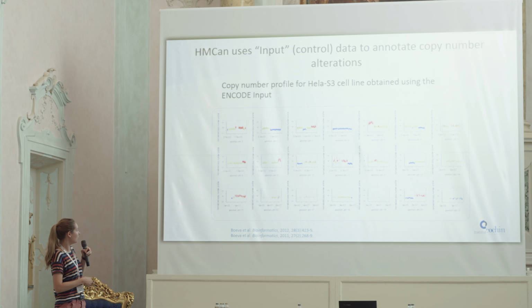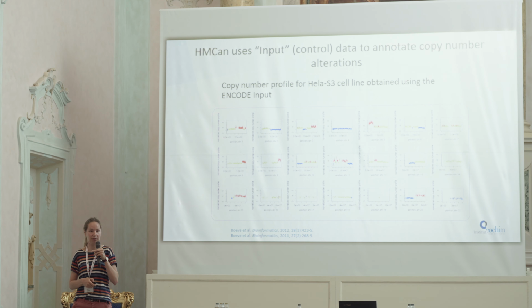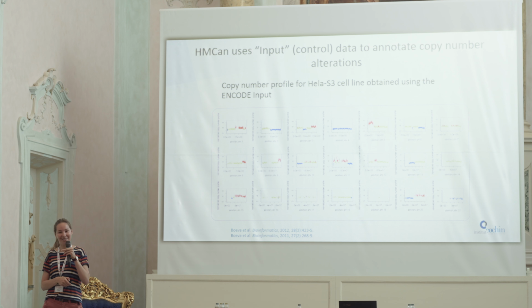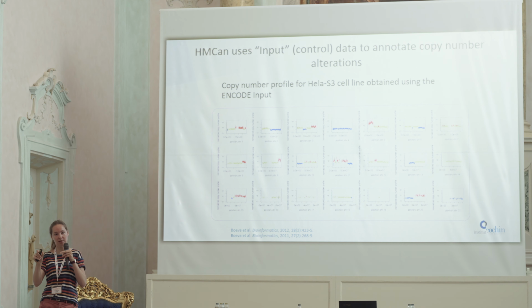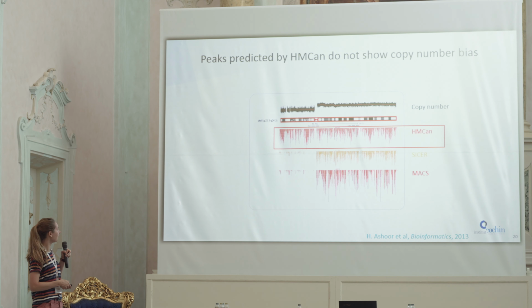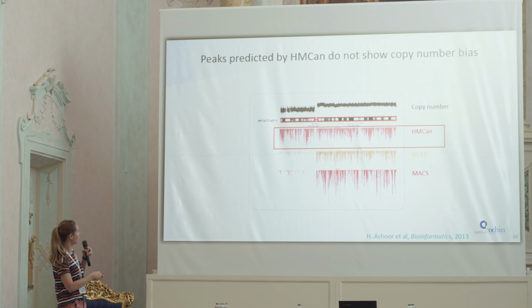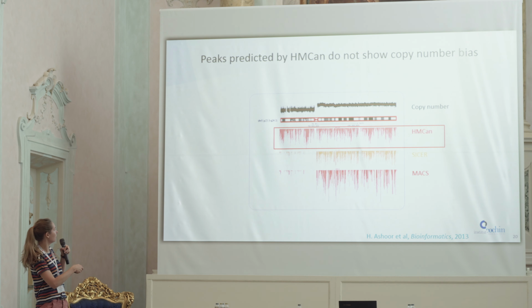Here I'm showing you the copy number profile that you can obtain from ChIP-seq data for HeLa cells. If you work, for example, with ATAC-seq, you don't have this input control, but our method can extract this copy number information from ATAC-seq as well, just by masking the regions of enrichment, looking at the background regions and constructing these copy number profiles from it, and it works really well. So you don't need the control experiment anymore. As you can see here, the output of HMCAN doesn't have this copy number bias, so in the region of genomic loss you still have the signal, which is good.